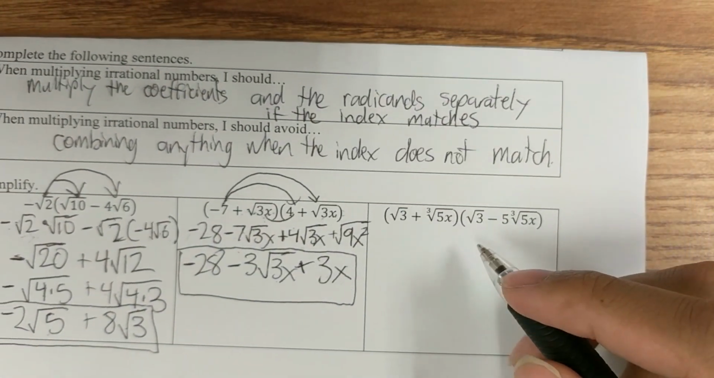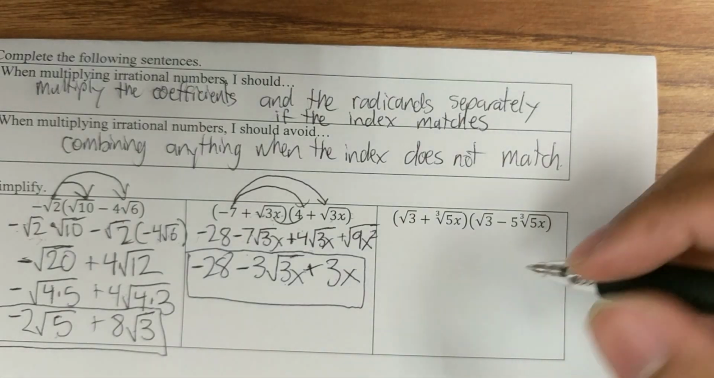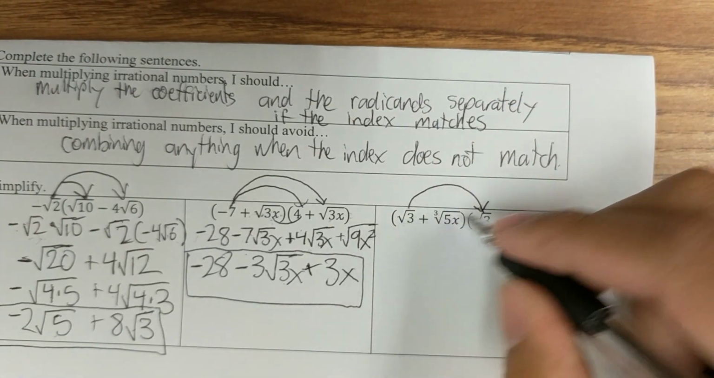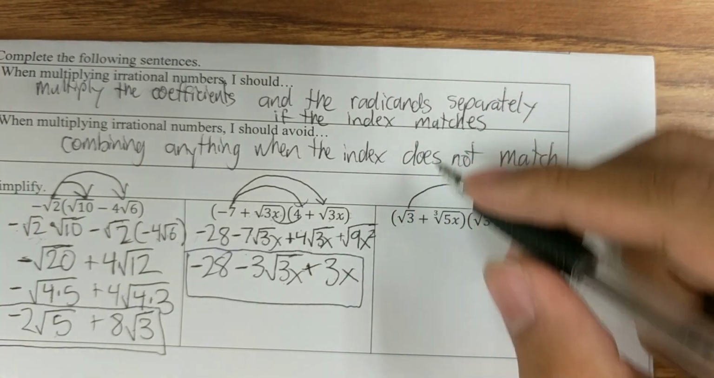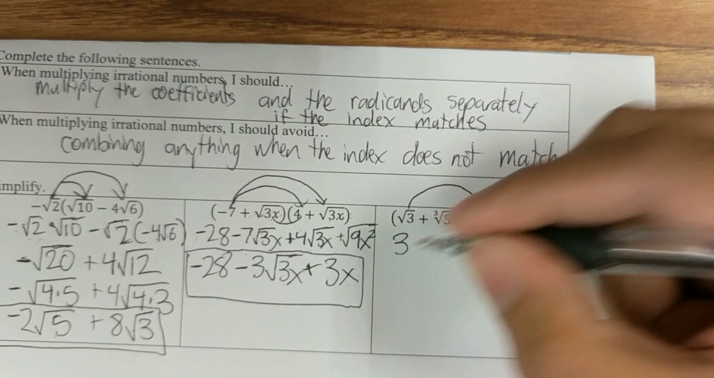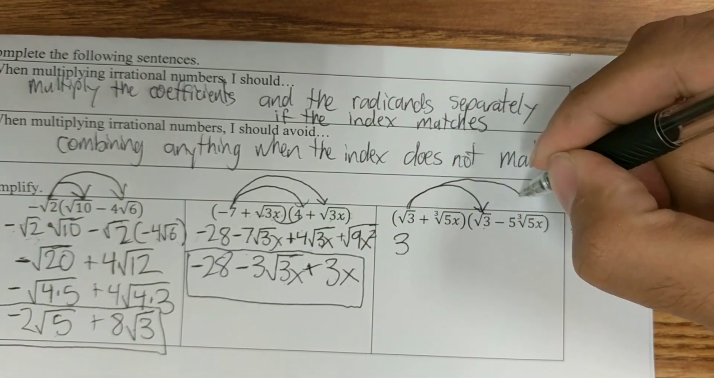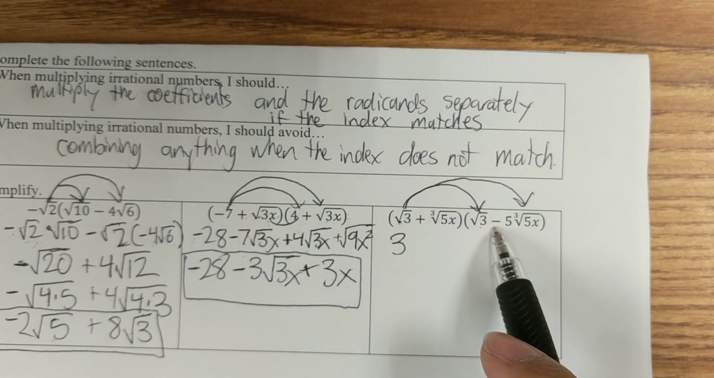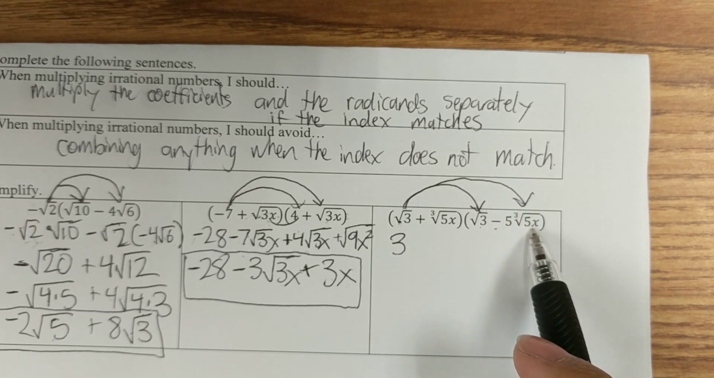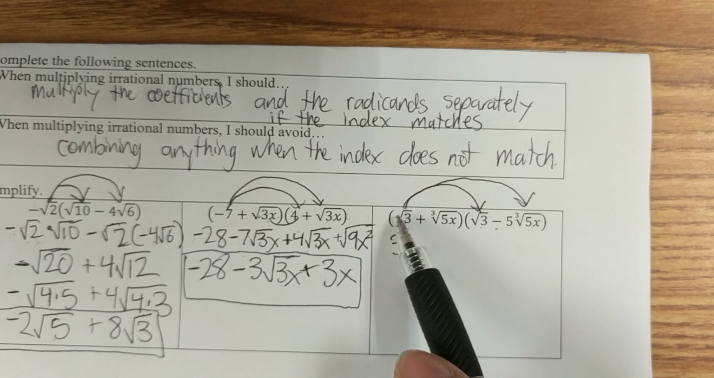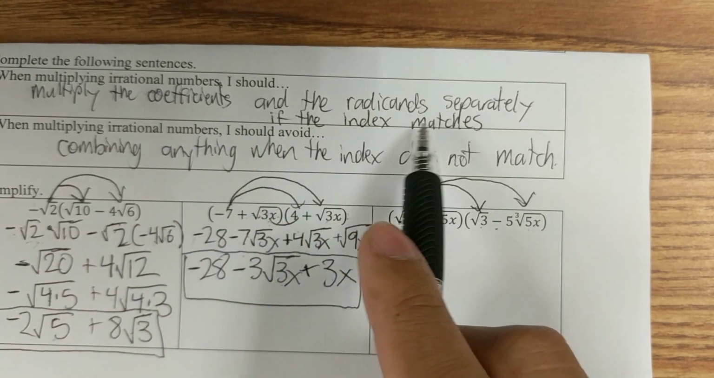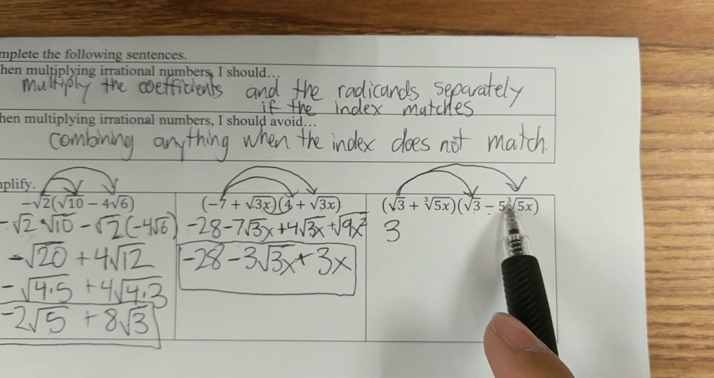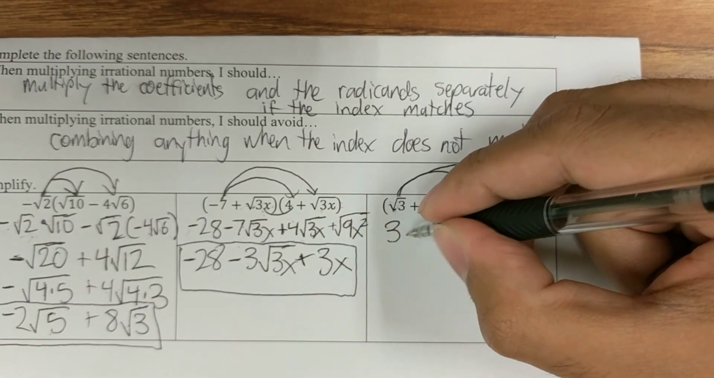Okay, so same thing here. We need to use the distributive property. So make sure everything multiplies everything else. Radical 3 times radical 3. So again, square root times itself is the number inside. Okay, so we got to be careful here. We have square root of 3 times negative 5 times the cube root of 5x. So these cannot combine. Again, we said the rule is the index needs to match. Here, this index is an invisible 2. This index is a 3. So you just need to keep them separate.